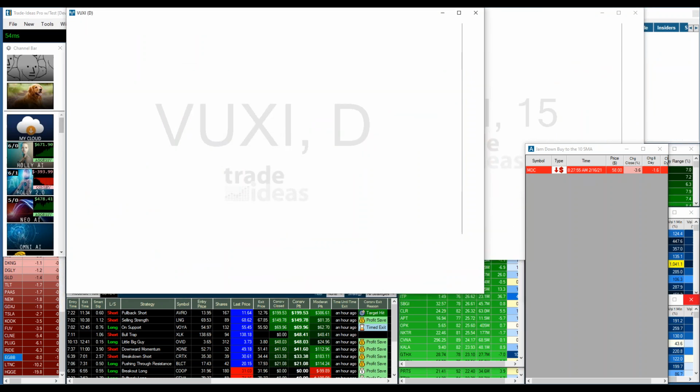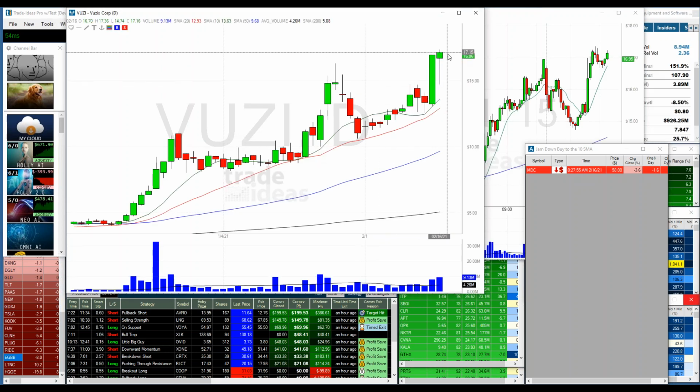VUZI. Really nice 2 days recovery. Look for some more follow through tomorrow. If it can't get back above that, it's just going to drop into consolidation land, I'm sure.